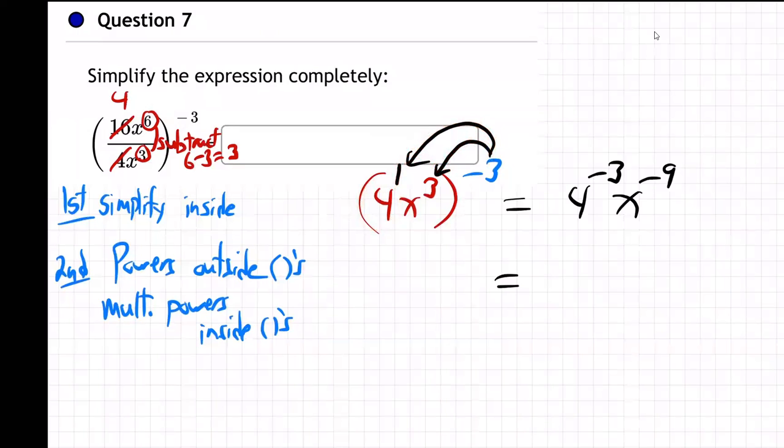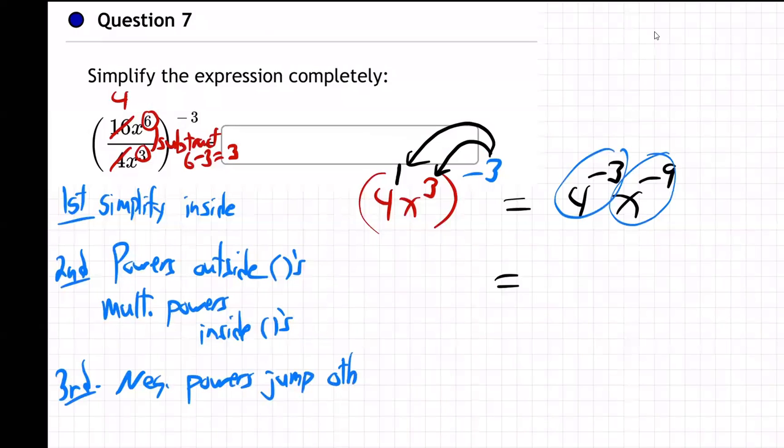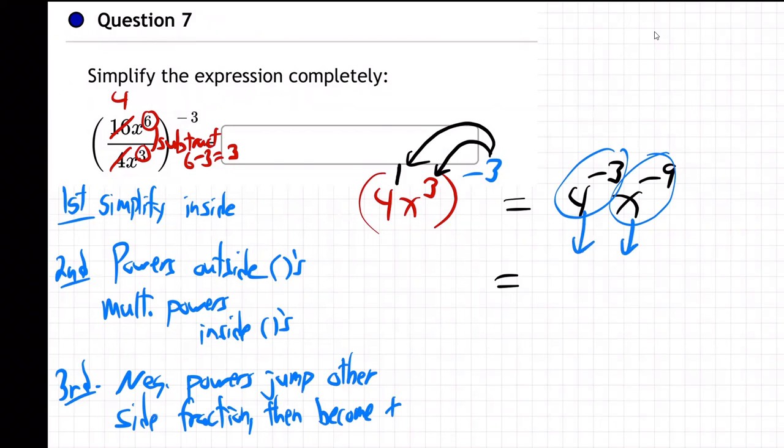Now we have negative powers. And what do we do with negative powers? Third step: negative powers jump to the other side of the fraction, then become positive. So this guy's going to jump down, this guy's going to jump down. And so what we'll get is 1, because there's nothing left on the top.